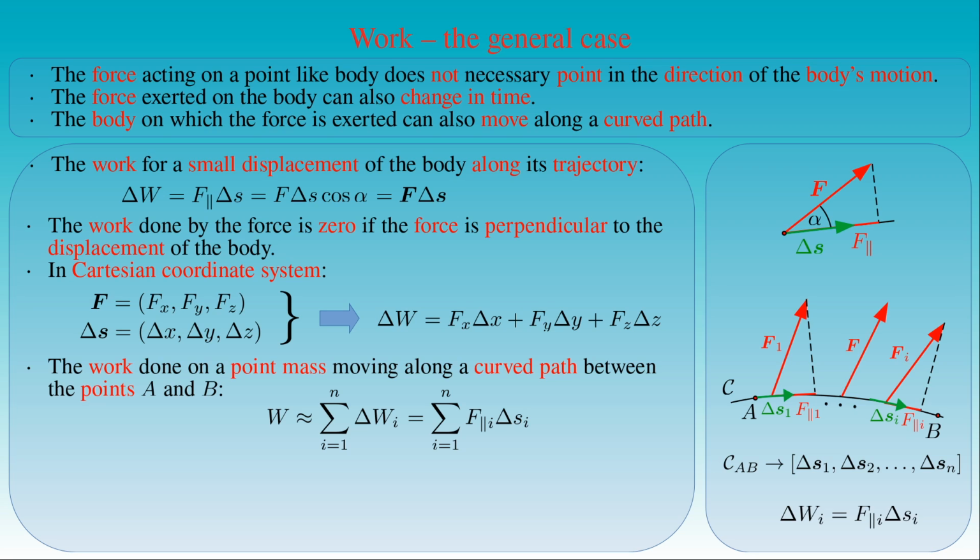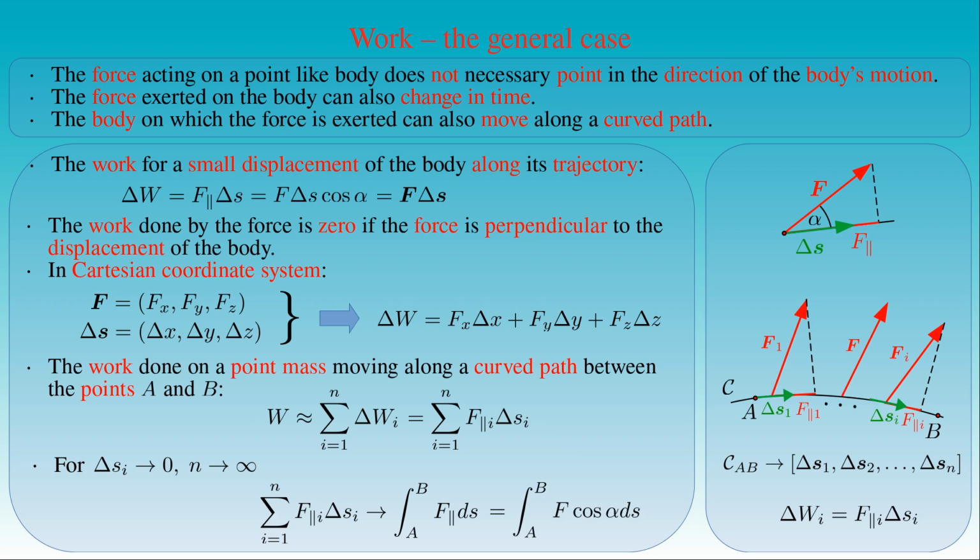By refining the division of the curve C between the points A and B such that the lengths of the individual displacements delta Si tend to 0, while the number n of the displacements tends to infinity, we can take the limit of the sum in the right-hand side. The limit is equal to the integral of the projection of the force F onto the tangent to the curve C with respect to the arc length S from the point A to the point B. The projection of the force F in the integrand can be written as the magnitude of the instantaneous force F times the cosine of the angle alpha between the force and the tangent to the curve C.